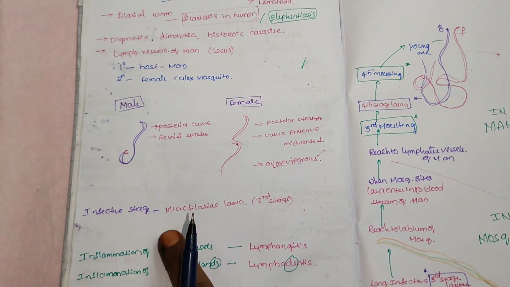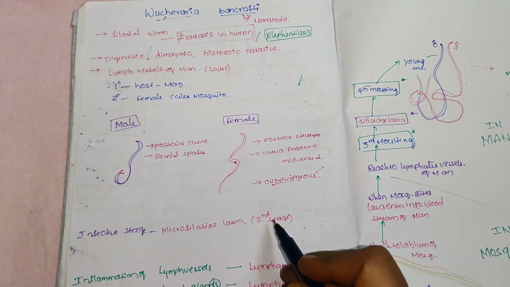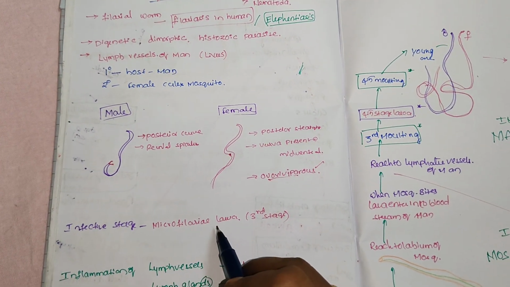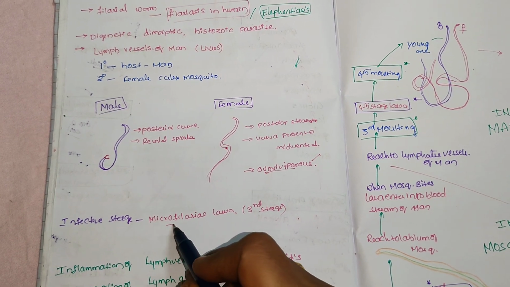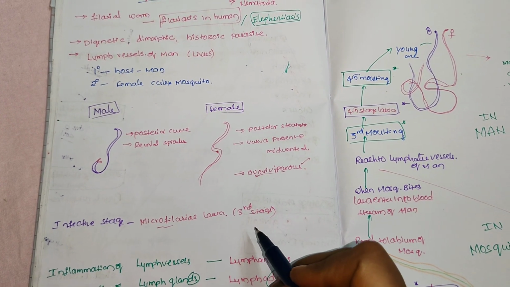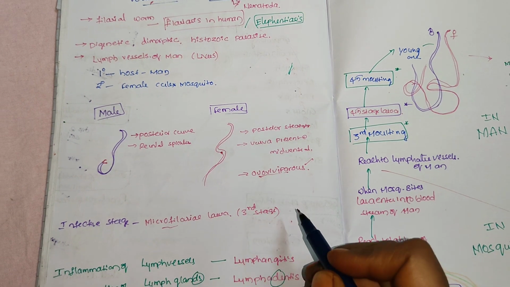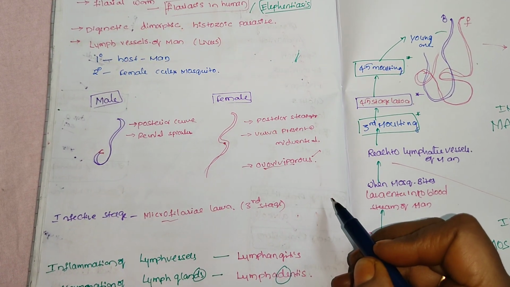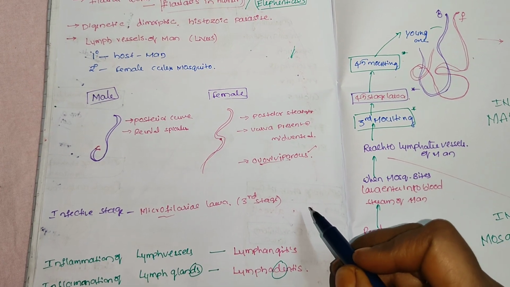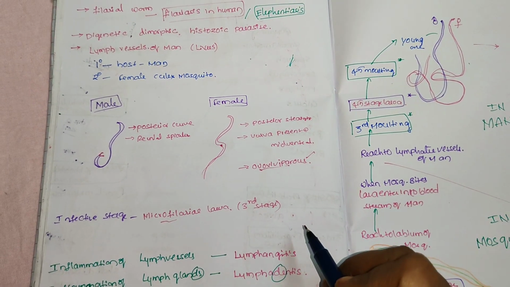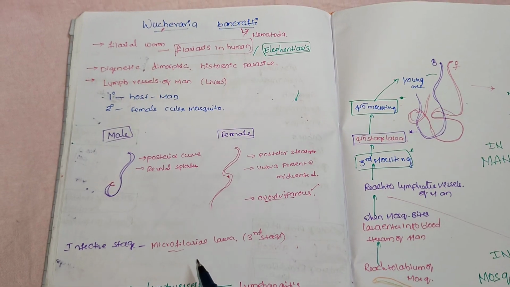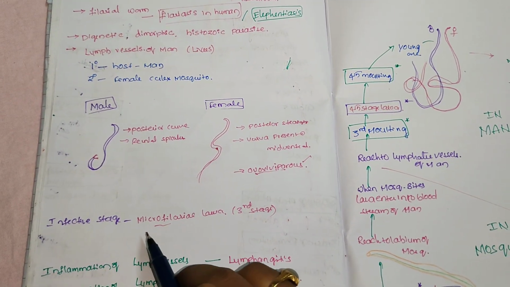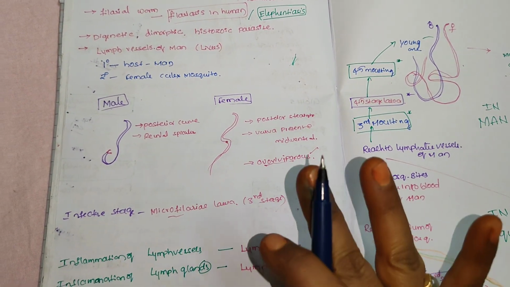Then what is the infective stage of Wuchereria? It is the third stage microfilaria larva. Infective stages are very important in MCQs. Plasmodium: sporozoite; Entamoeba: tetranucleate stage; Ascaris: second stage rhabditiform larva. In Wuchereria, the third stage microfilaria larva.